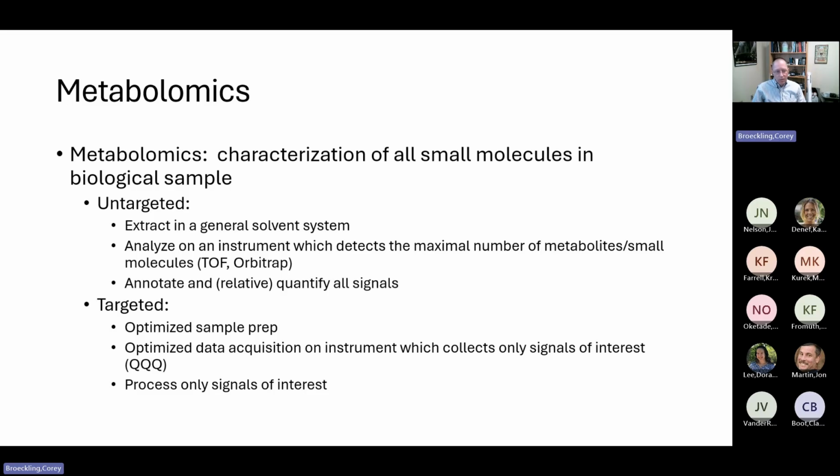There are hybrid versions. In fact, I'll tell you an example of this later, where we can collect untargeted data. That is, we use a general extraction system, we use a general data acquisition system, but then we process the data in a more targeted fashion.